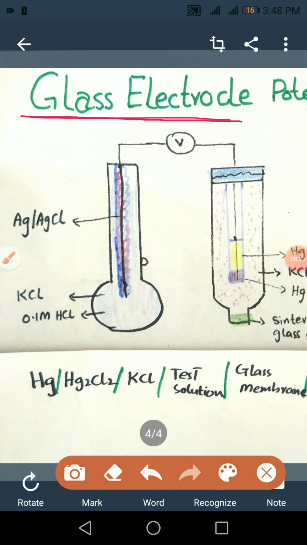called pH glass electrode. In this lecture, I will explain the construction of glass electrode and how it is used to measure the concentration of H plus ion in the given solution. So let's start.